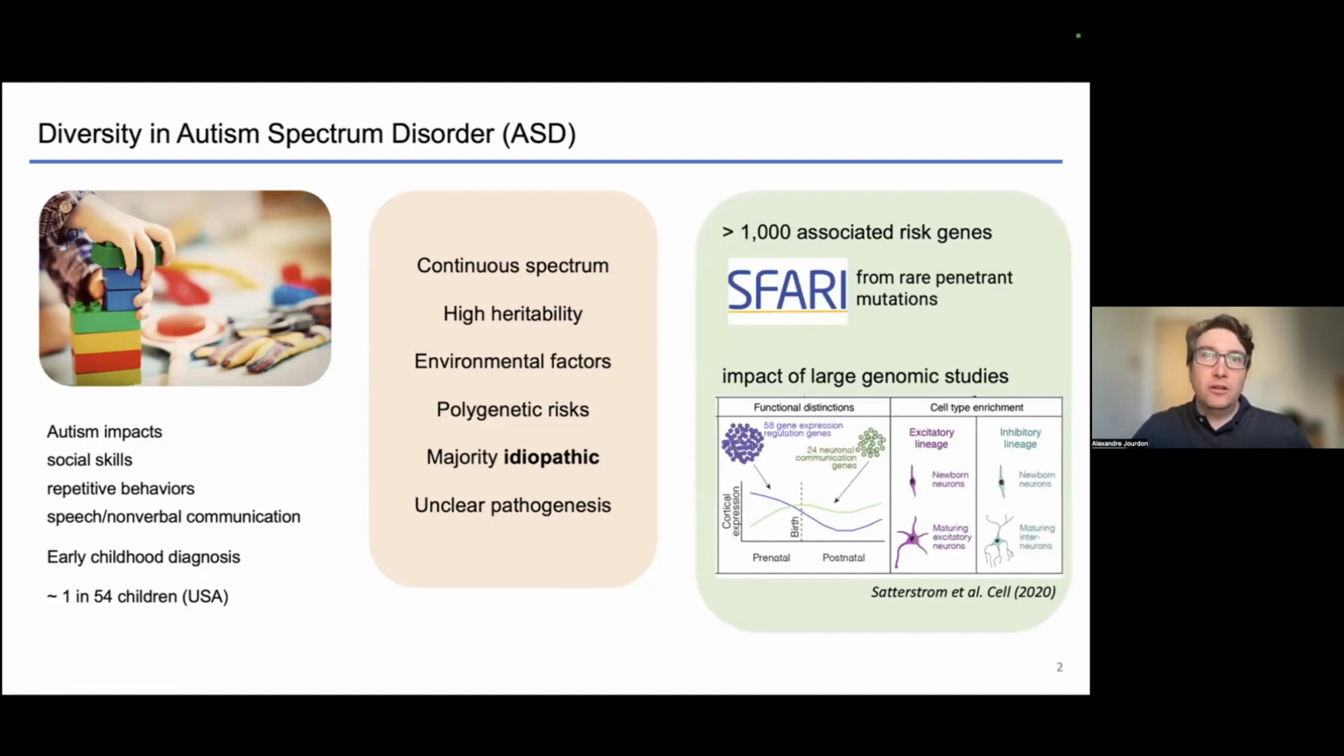As you know, a lot of studies have been released, notably large genomic studies, exomic and whole genome sequencing studies. More than 1,000 genes have been associated with the disease with different degrees of confidence, and they are grouped, for example, in the SFARI database. Another important aspect is that the affected genes probably have an effect during prenatal development, which makes it perfect to study in vitro. The second aspect is that it seems to be related to an imbalance, or actually an involvement, of both excitatory and inhibitory neuron lineages.